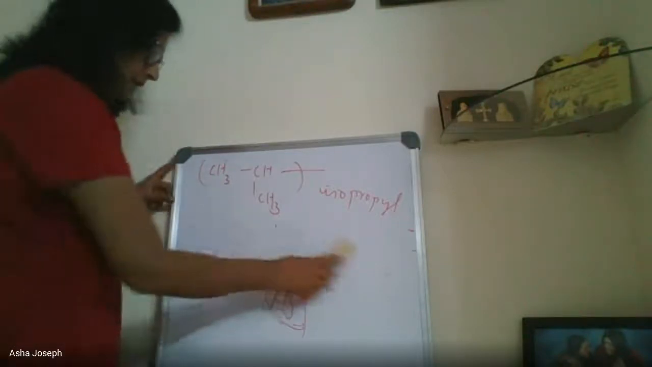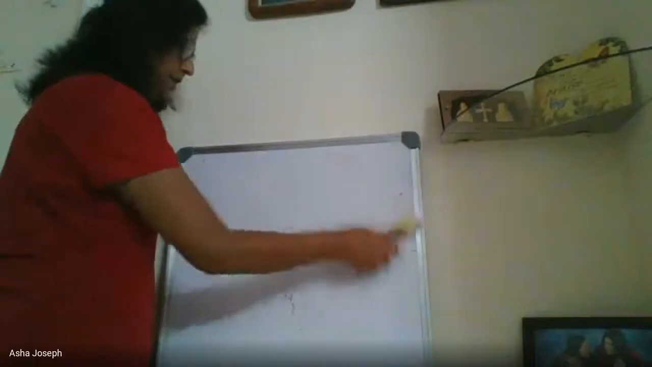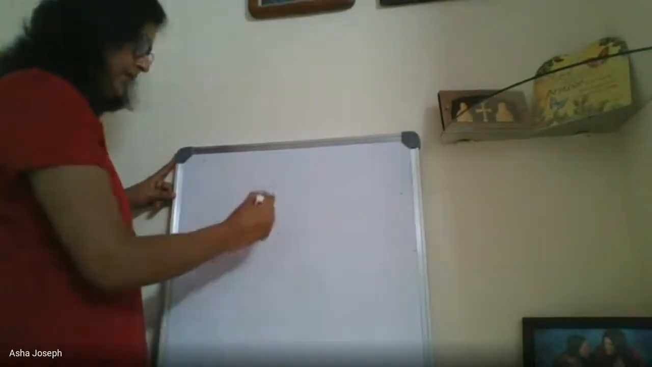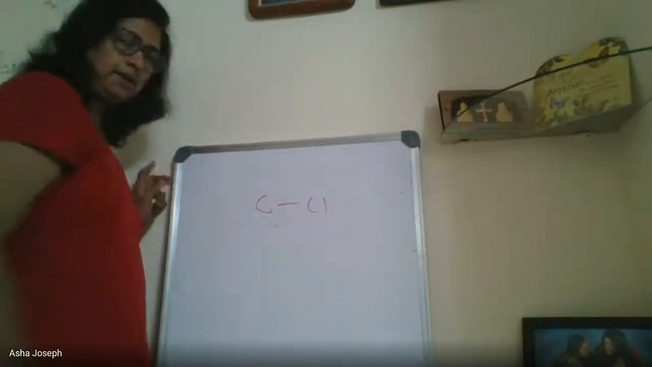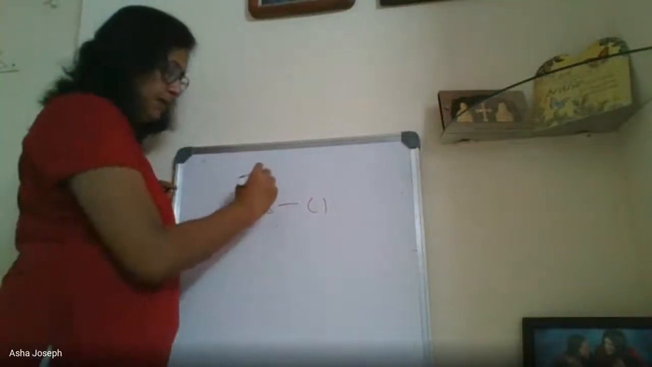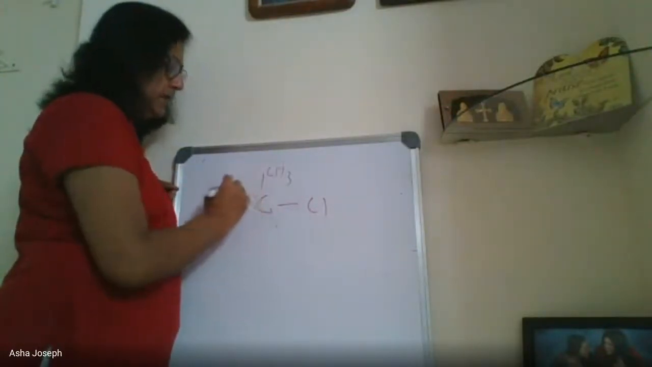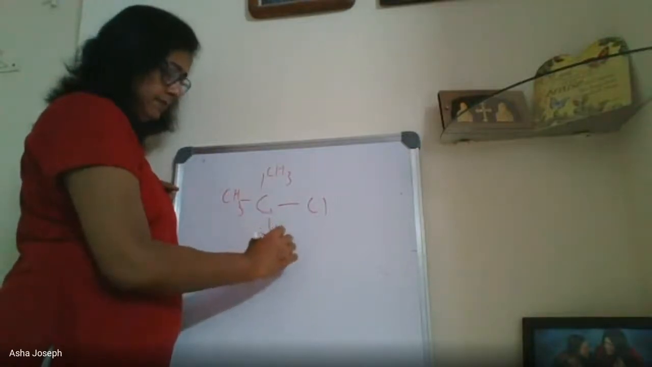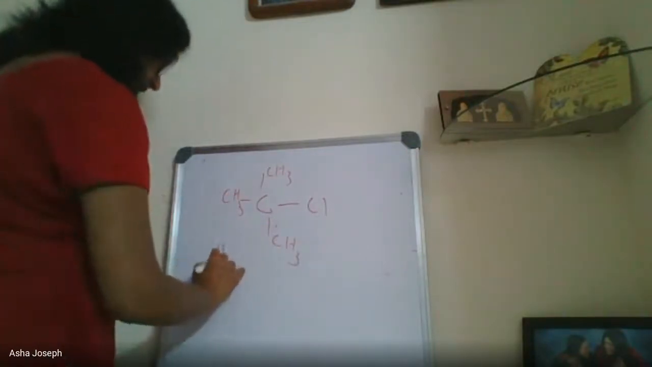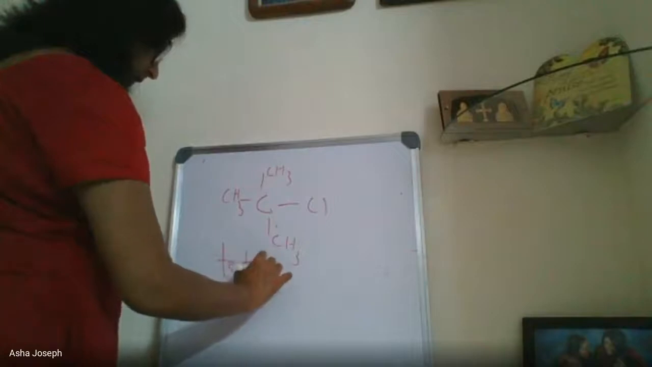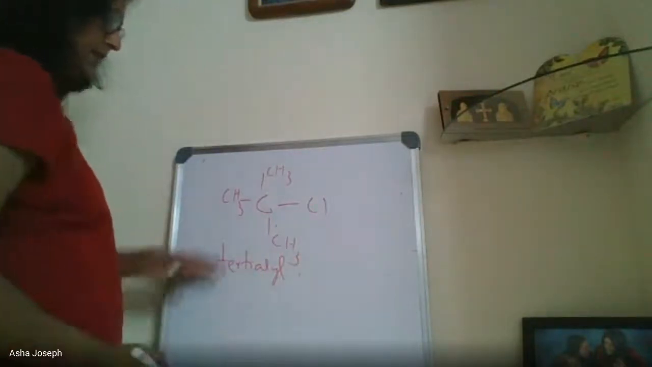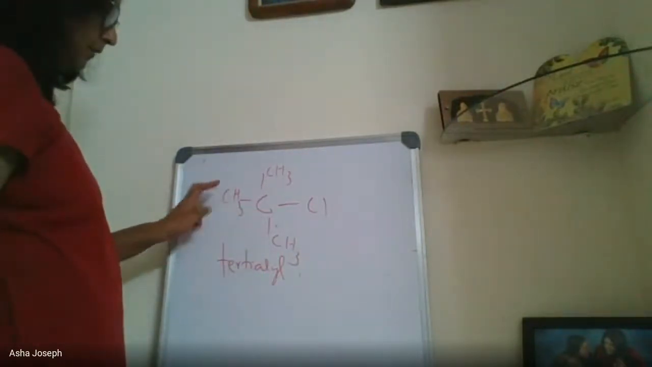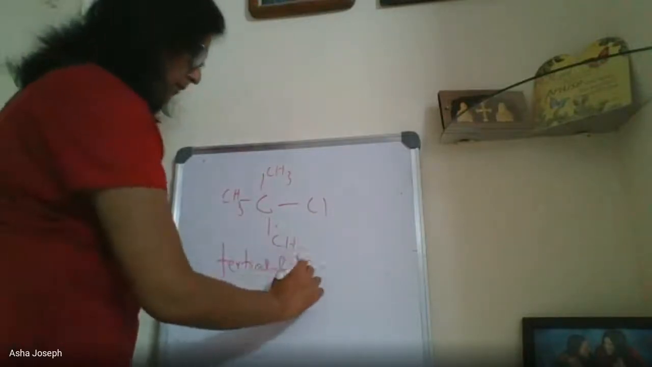So this is secondary. Now tertiary. Can you guess and say? There will be a carbon containing halogen. How many alkyl groups will be there? 3. Any 3. This is a tertiary alkyl. How many carbons will the name have? 1, 2, 3, 4. Tertiary butyl chloride.